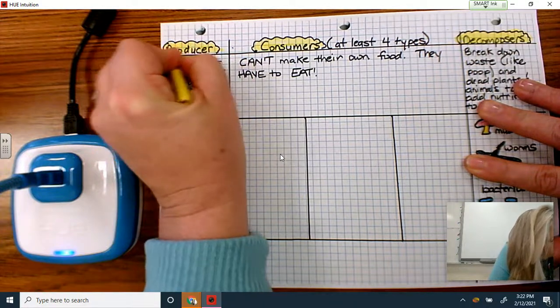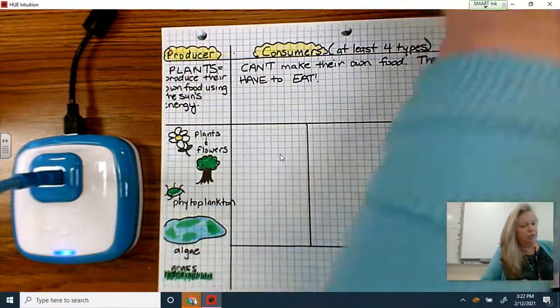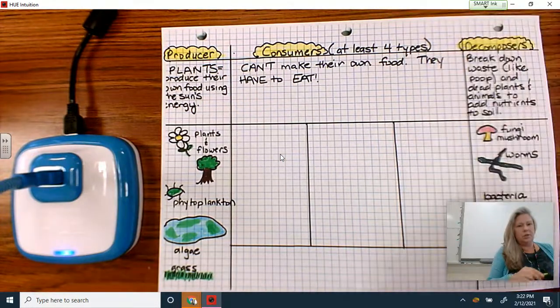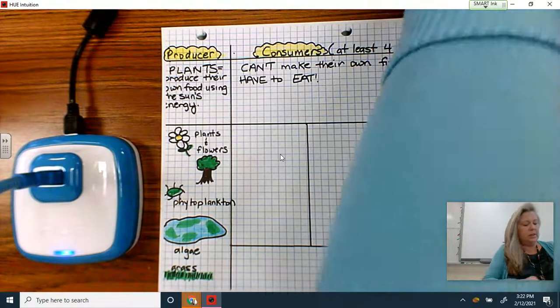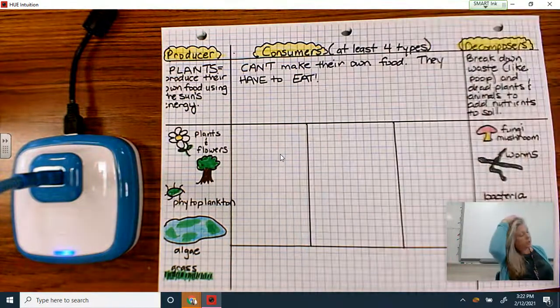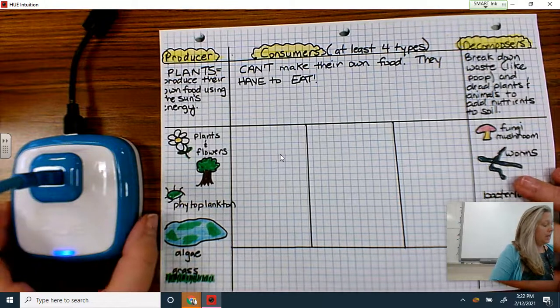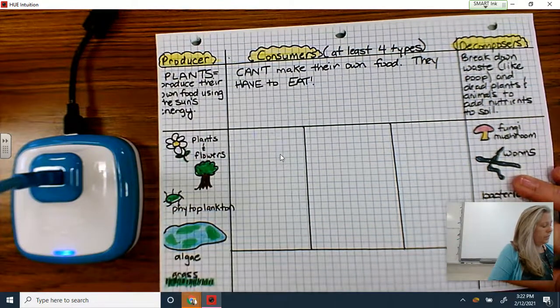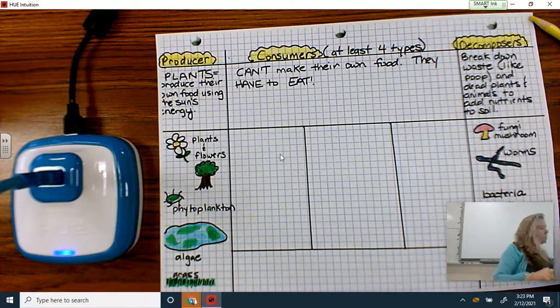All right, now remember that producers are plants. Producers make their own food and they use the sun's energy to do so. Producers never have to go out and cook some dinner. They never have to go to the grocery store. They just need some very basic things. They need water and sunlight and some nutrients and some carbon dioxide from the air that we breathe. And then they can make beautiful food for themselves and then they give off oxygen as their waste product. It's amazing that plants do that for us.